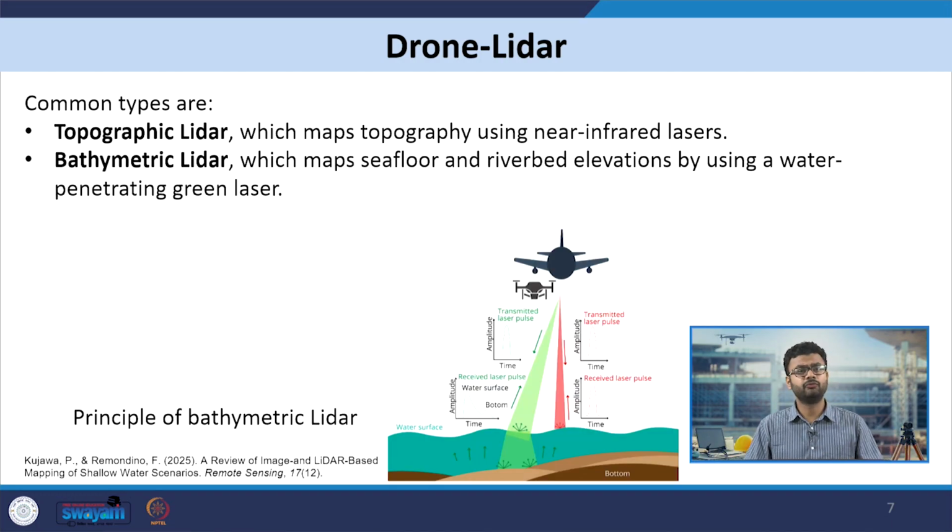Common types of drone LiDAR are topographic LiDAR, which maps topography using near infrared lasers, and bathymetric LiDAR, which maps sea floor and riverbed elevation. Bathymetric LiDAR has concentric infrared and green lasers. While the infrared laser is reflected from the land or the water surface itself, the green wavelength can proceed into the water and gets reflected from the bottom of the water body. This makes it possible to capture both the water surface and the waterbed bathymetry simultaneously. In today's lecture, we will focus on topographic LiDAR only.